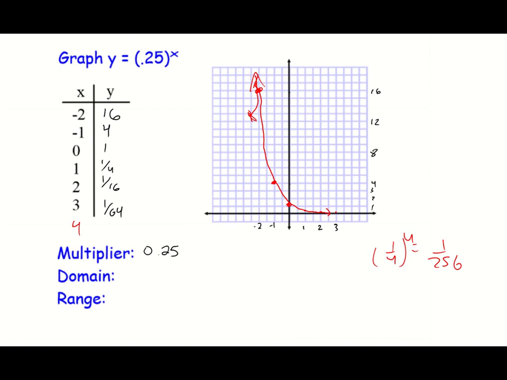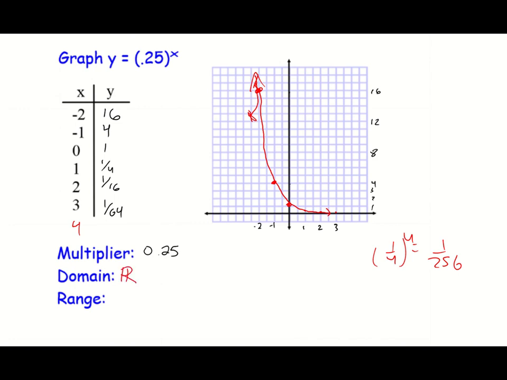So that's important. The domain is just asking, are there any x values you can't plug in? And no, it doesn't matter. We can plug in any negative number, any positive number, and there's no rules being broken. We can plug in whenever we want. So this is the set of all real numbers.